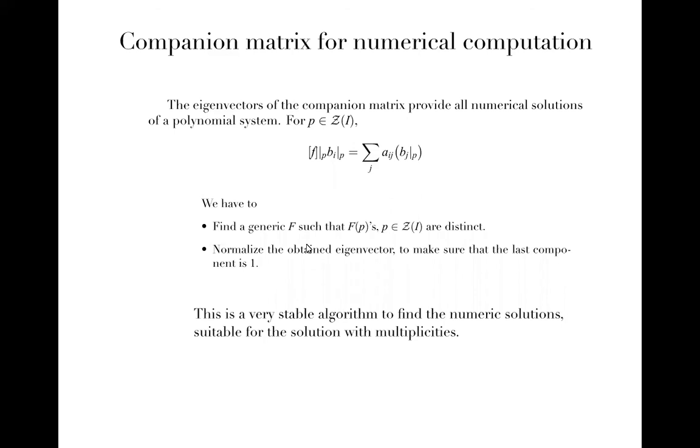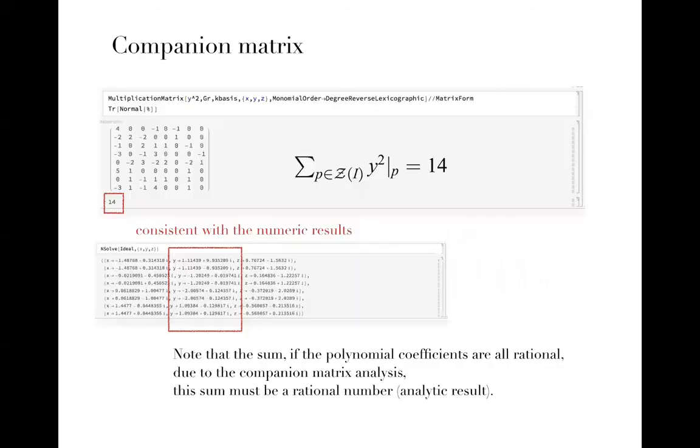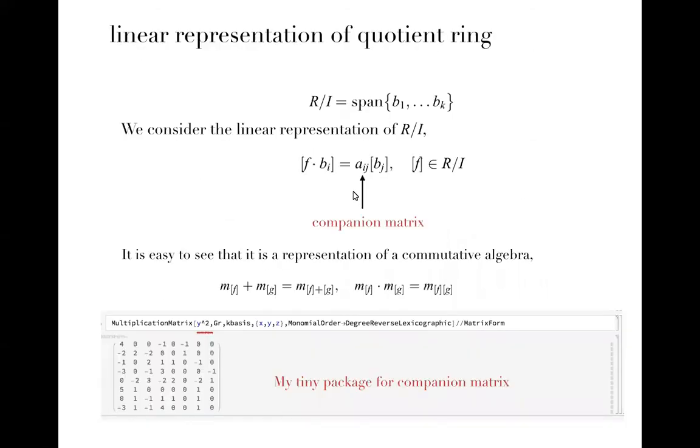I was just wondering if you could repeat how you find the companion matrix, because I got a bit lost in that part. Yes, it's very easy. First, do you agree that I can get this list, this basis? Sure. I just exhaust all the monomials which are not divisible by any leading terms in the Gröbner basis.